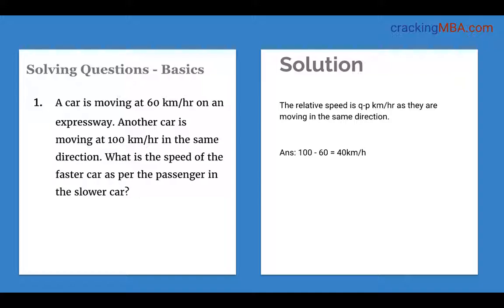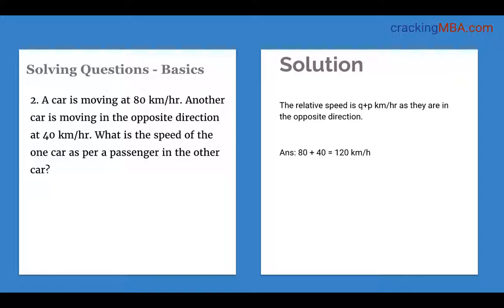A car is moving at 60 kilometers an hour on an expressway, and another car is moving in the same direction at 100. What is the speed of the faster car as per the passenger in the slower car? This is the relative speed, q minus p, which is 40 kilometers an hour. Let's move on to the next question. Here we have 80 and 40, moving in the opposite direction. Clearly it is p plus q, which is 80 plus 40, that is 120 kilometers an hour.